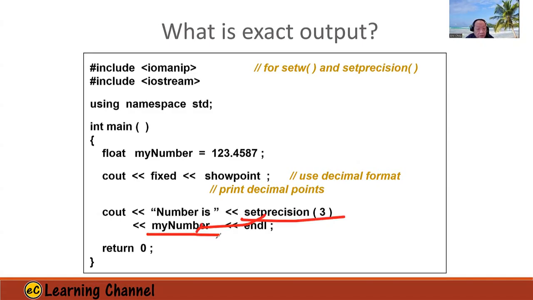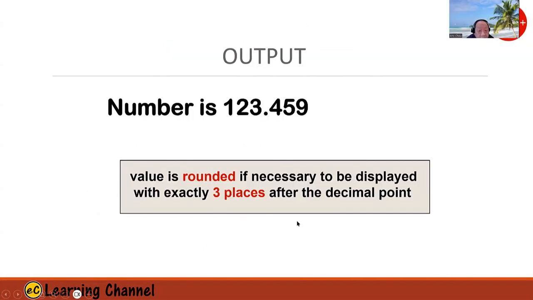So this one will use the 3-digit format after the decimal point, up to here. Is that okay? You print this, and the value will be rounded up to the digit.